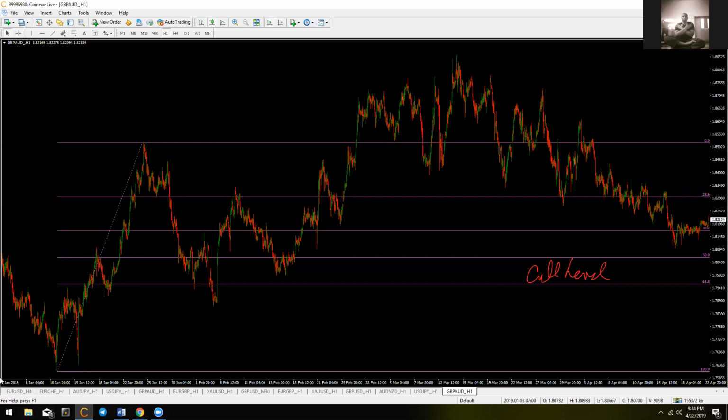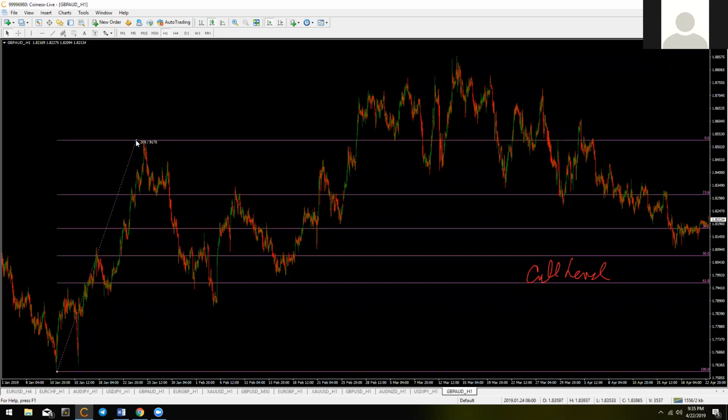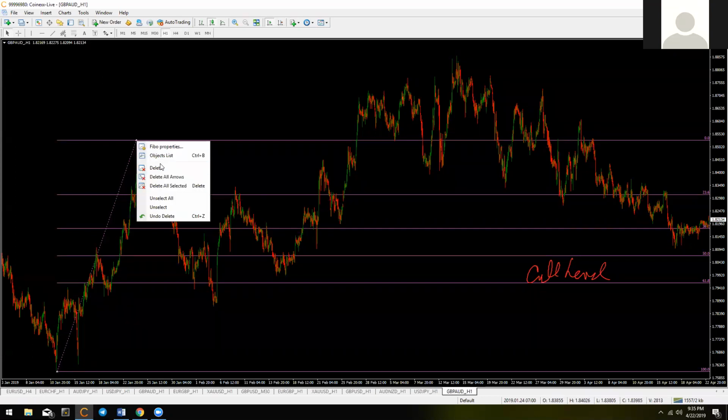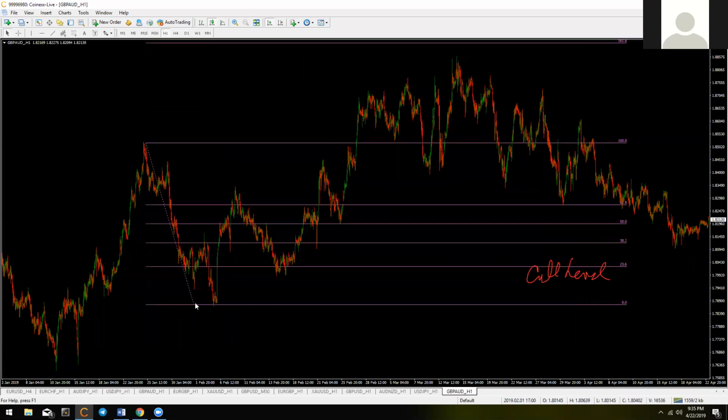Gotcha. See, like, look, from the bottom to the top, the 23% is right here. Look, it would have activated right here, and I could have written it down. So no matter which way you go, the 23 is the magic number. If it hits the 23, it's going to hit the 38. See? From the top to the bottom, it came up past the 23 and went up to the 68.